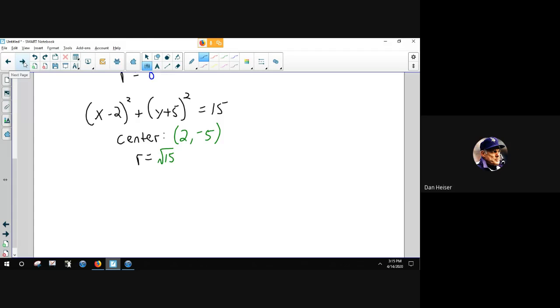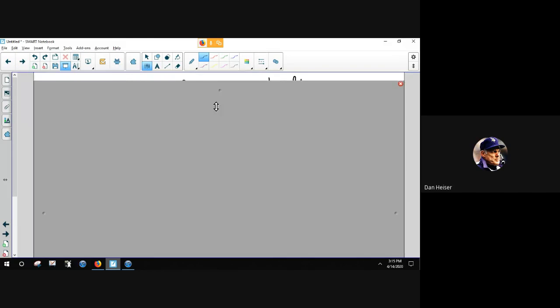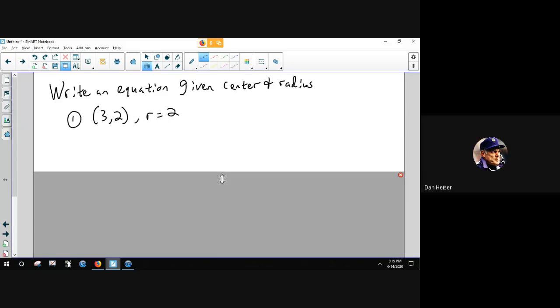A few more examples. Now I'm going to give a center and a radius. The goal is to write an equation. So I'm given that the center is 3, 2. I'm given the radius is 2. I'm going to go ahead and write an equation. I know that it's two quantities. Each quantity is squared. And on the right-hand side, I have the radius squared. Well, that's the easy part. Square the number 2. R squared.